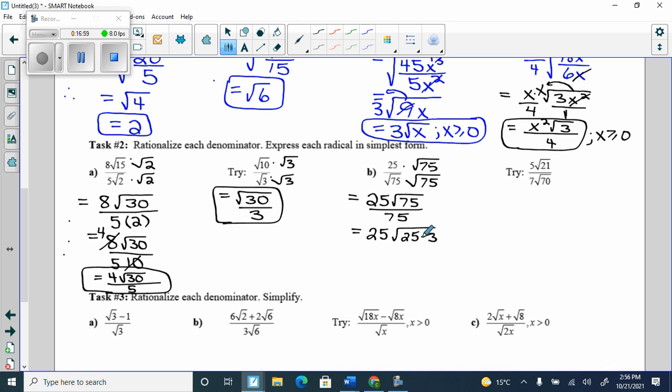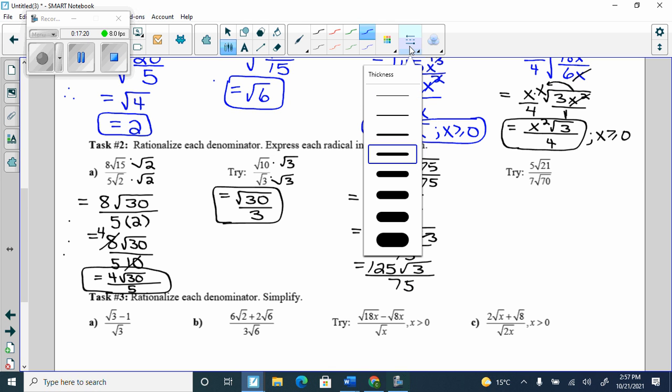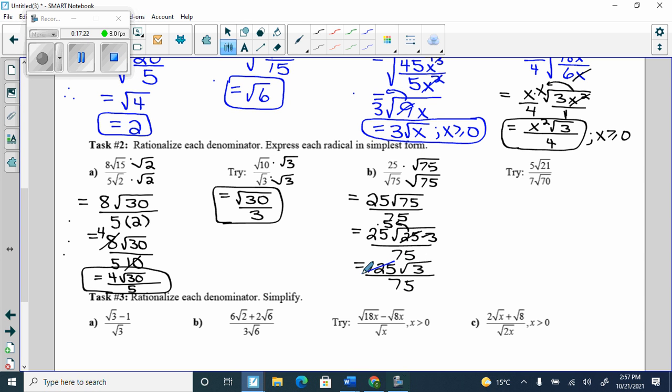The 25 comes out and it's a 5 over 75. So I'm going to get 25 times 5, which is 125 root 3 over 75. And what can I take out of both of these ones? 25, right? 125 divided by 25 is 5. 75 divided by 25 is 3. So my actual answer is 5 root 3 over 3.